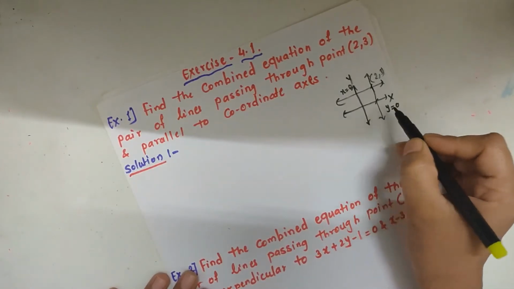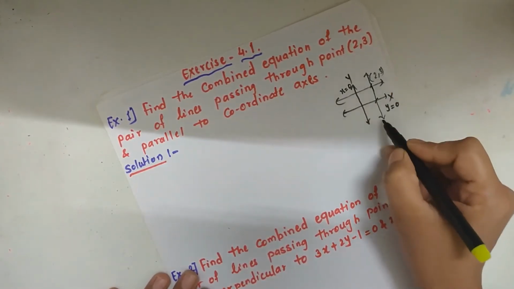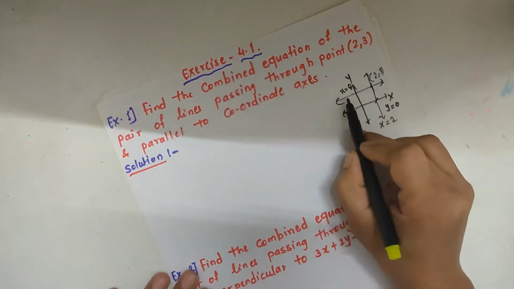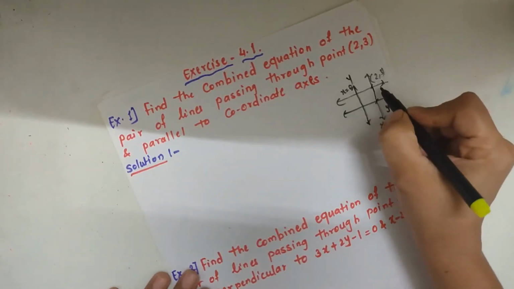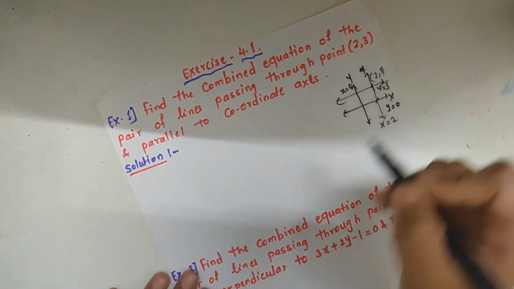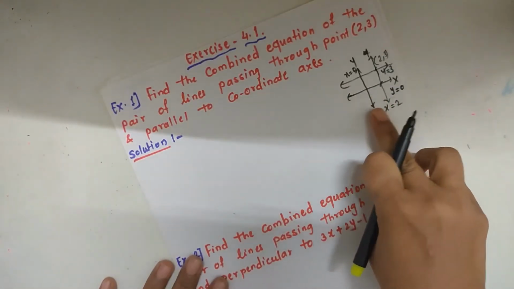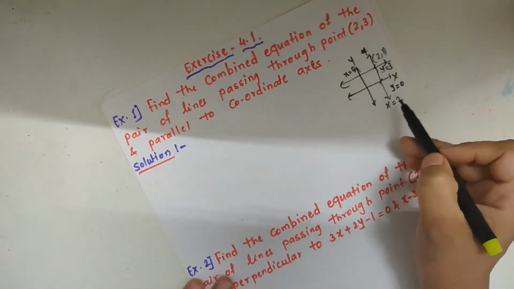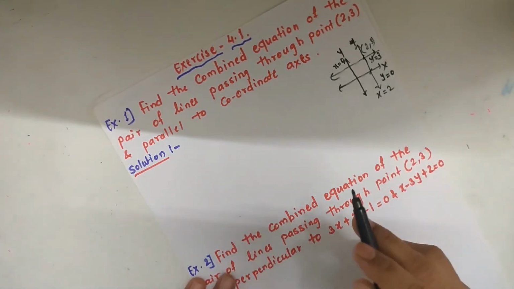So the equations of the parallel lines are: the line parallel to the y-axis is x is equal to 2 and the line parallel to the x-axis is y is equal to 3. So the equations of lines parallel to the coordinate axes passing through the point 2, 3 are x is equal to 2 and y is equal to 3.